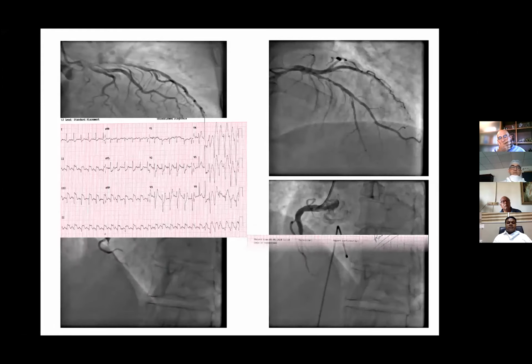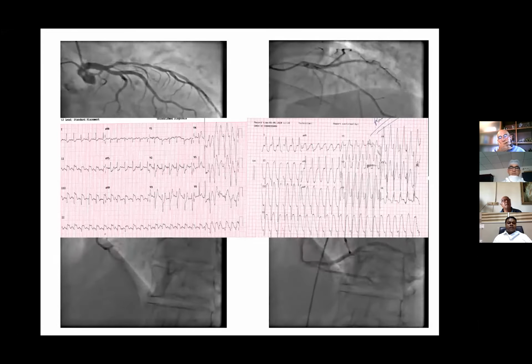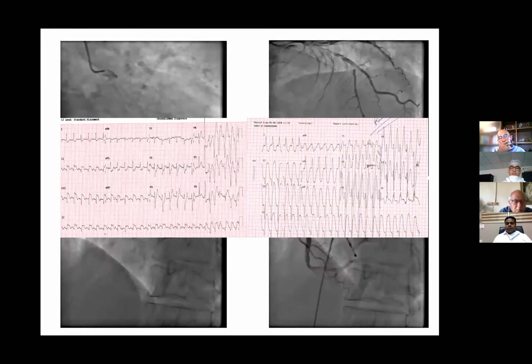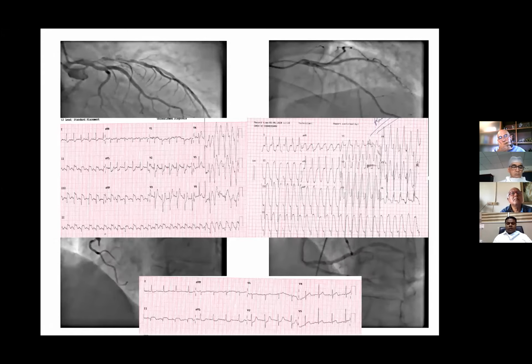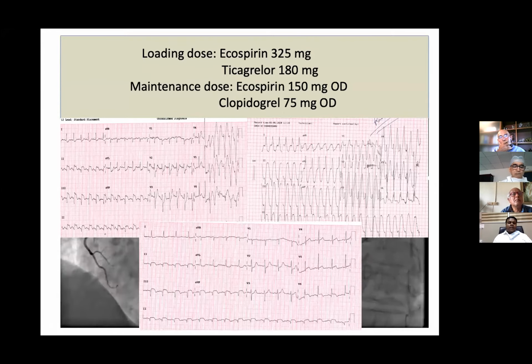You can see on the second day evening this patient developed these ECG changes. The patient had a VT, for which cardioversion was done. This patient was given a loading dose of aspirin 325 and ticagrelor 180 with a maintenance dose of 150, and clopidogrel 75 was given in view of his past CVA and elderly age. But this patient developed a stent thrombosis. What would be your next antiplatelet treatment strategy?